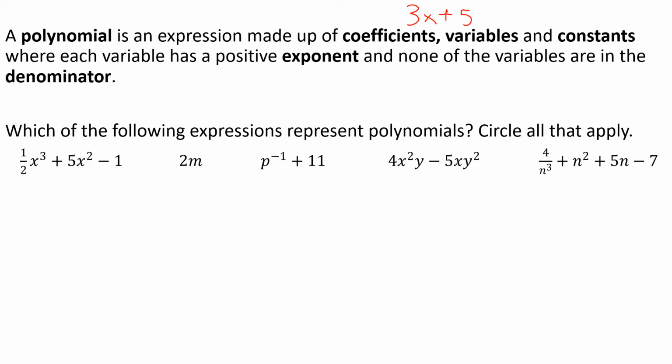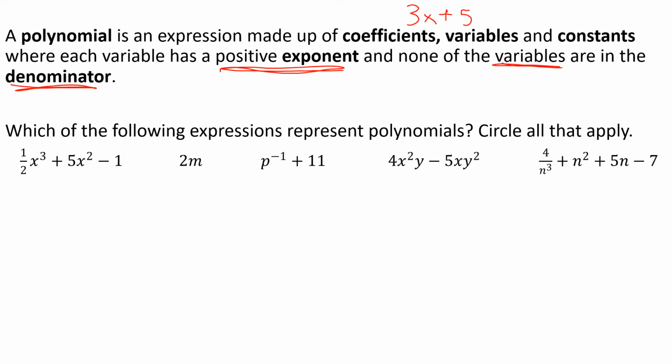Now, there are two requirements for a polynomial. Number one, you have to have a positive exponent. And number two, even though fractions are allowed, the variable, the letter, cannot be in the denominator. So if you're working with an expression, those are the two things you need to check for to make sure that you're dealing with a polynomial. Number one, make sure that the exponent is positive. And number two, if there are fractions, make sure the variable is not at the bottom of the fraction.